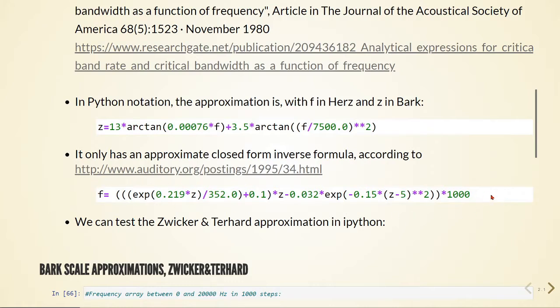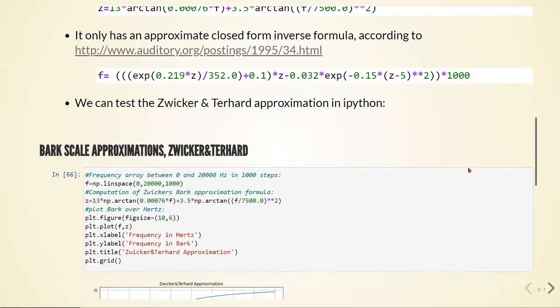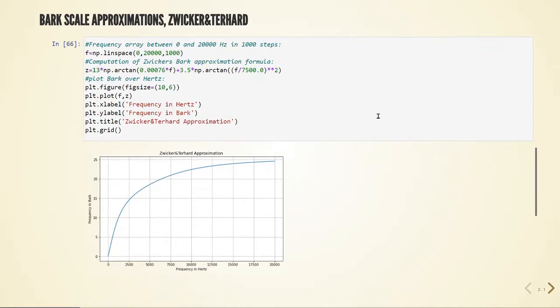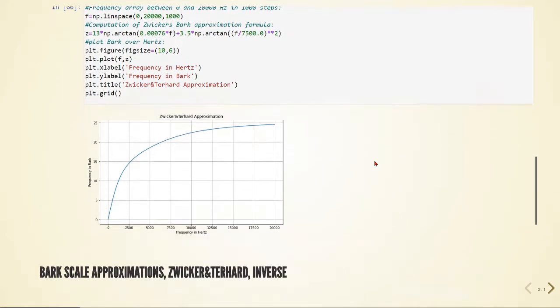So we can test this Zwicker and Terhardt approximation using Python. And this is what we are doing here. Here we will have a frequency array between 0 and 20 kilohertz in 1000 steps. Here we are computing the Zwicker Bark approximation formula that we've seen before, and we're just plotting.